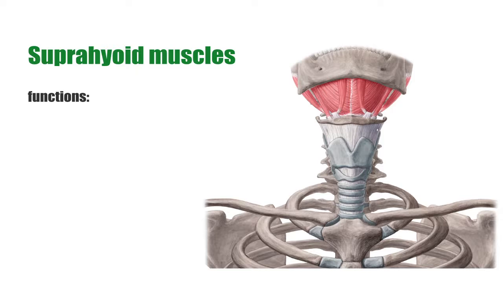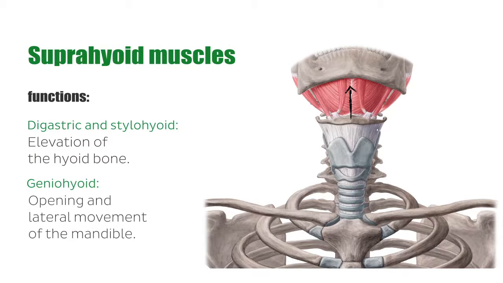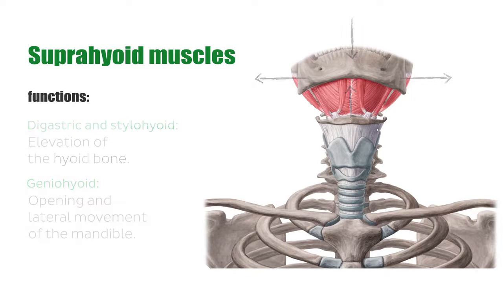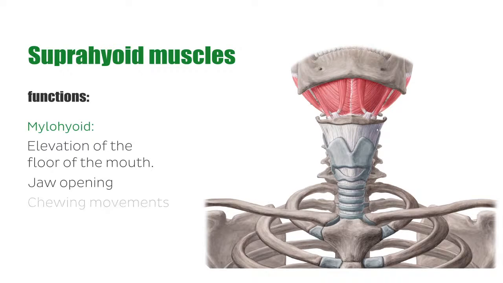If we go into a little bit more detail on the functions of the suprahyoid muscles, the digastric and stylohyoid allow elevation of the hyoid bone during swallowing and also help keep the mouth open. The geniohyoid muscle moves the hyoid bone forward and supports opening and lateral movement of the mandible. The main function of the mylohyoid muscle is the elevation of the floor of the mouth, but it can also assist jaw opening and chewing movements.